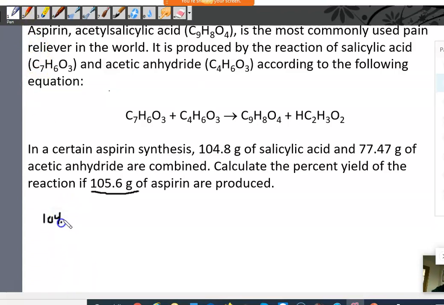So it's 104.8 grams of the salicylic acid. I'll put SA. The salicylic acid, which is this one, I have a mass of 138. Obviously, I rounded a lot. It doesn't really matter.